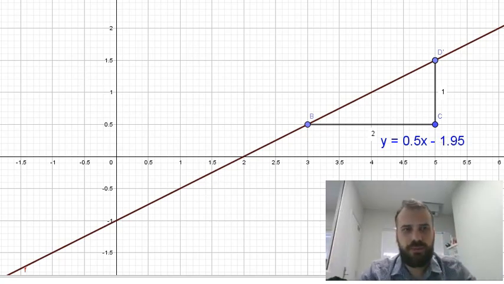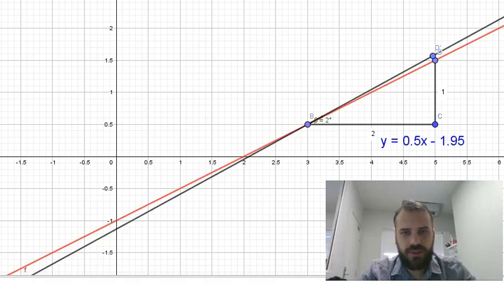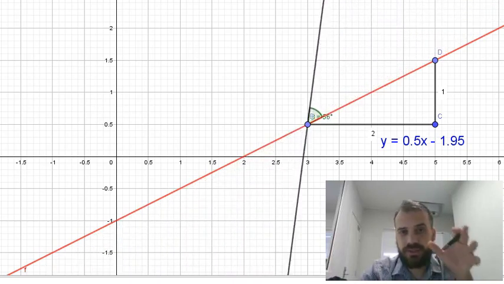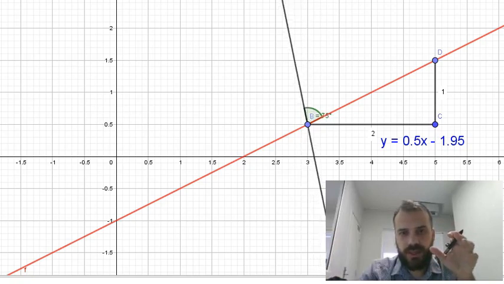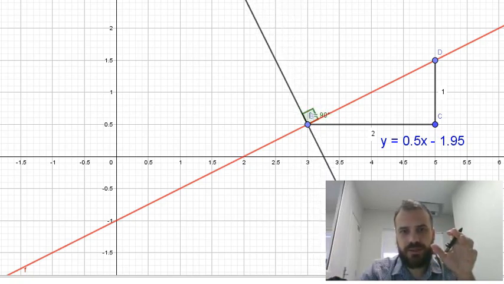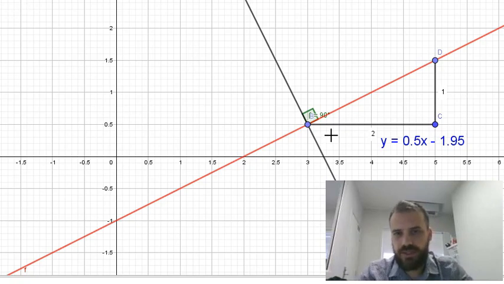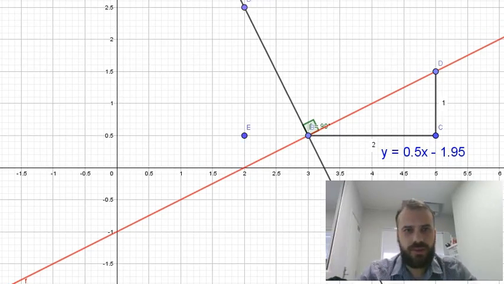Now I'm just going to draw a perpendicular line. I'm just going to rotate this line around until we get to a point where the angle is 90 degrees. Okay, and we have a perpendicular line. Now let's find the gradient of that perpendicular line. I'm going to do it the same way that I did this, with rise over run. Alright, so I'm just going to draw in a little triangle here.